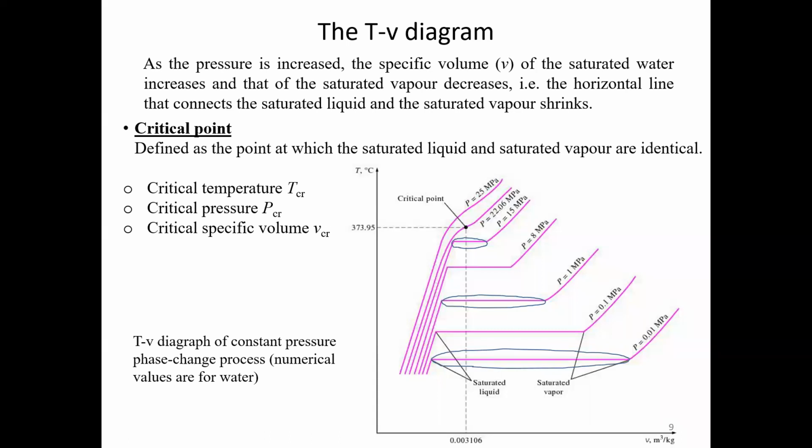With the higher pressure, we have less latent heat. With the lower pressure, you have more latent heat. Okay. And we said that this is for pressure. So what is this for? At constant pressure.